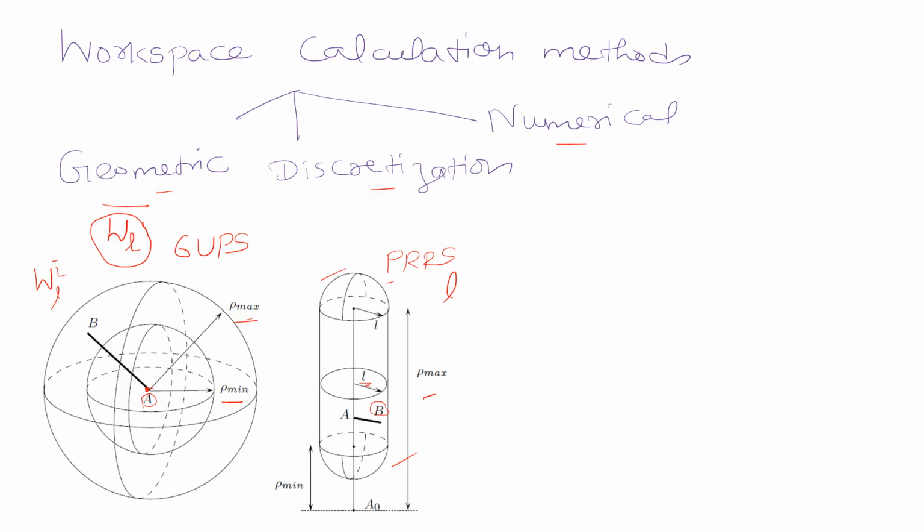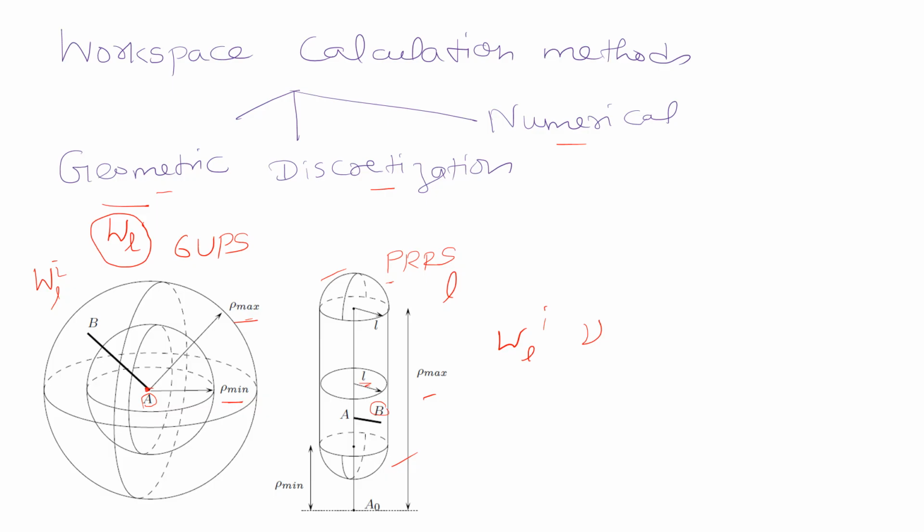So if the orientation is constant, we can get W_Li from the volume V by a simple translation, right? So this is the geometrical approach.